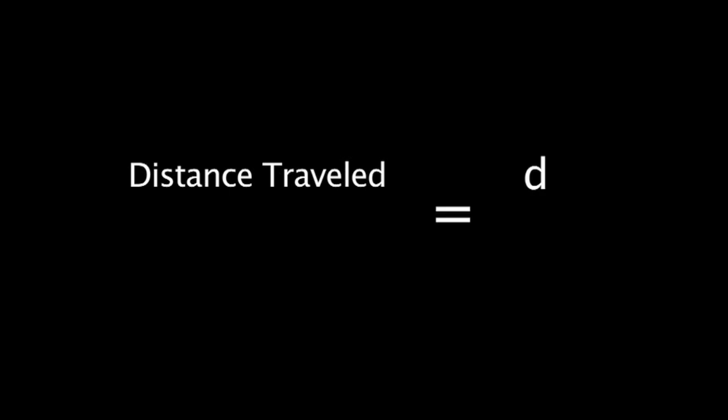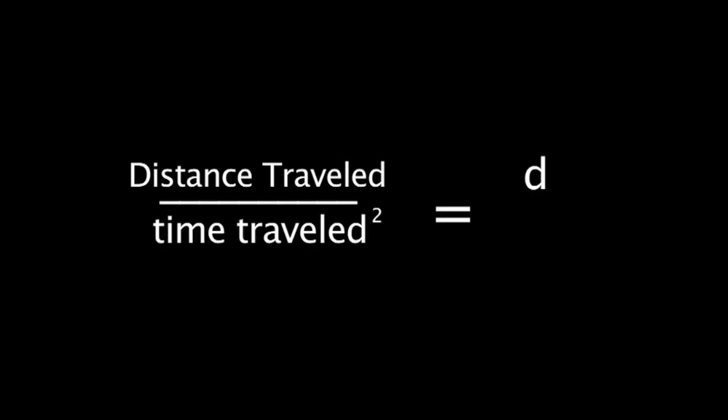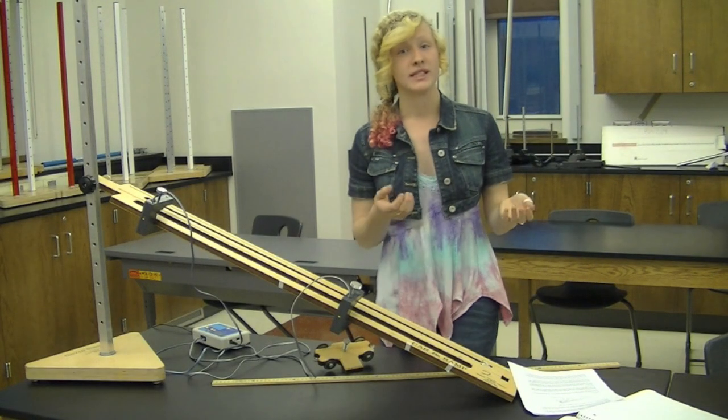For each set of time and distance measurements, check the ratio of the distance traveled, D, to the square of the time traveled, T squared. You want to make sure that it's constant, and that all 5 ratios are the same. For each set of data, you're going to make a graph of distance traveled, D, versus the time squared, T squared.